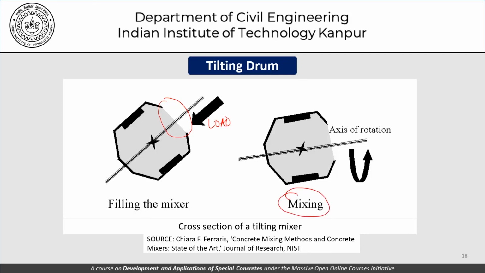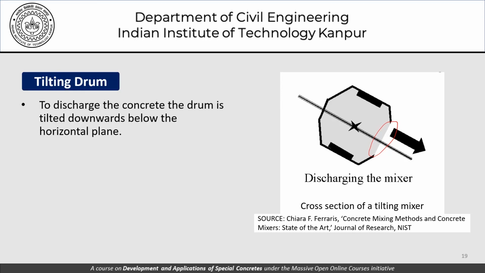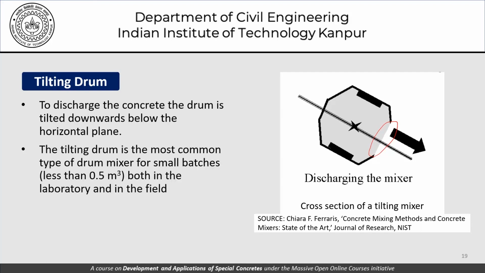And finally, we tilt the drum in this direction that's shown for discharging the concrete from the mixer. So it's the same opening being used for loading as well as discharging the concrete. To discharge the concrete, the drum is tilted downwards below the horizontal plane. The tilting drum is the most common type of mixer for small batches less than about 0.5 cubic meters, which is about 500 liters of concrete, both in the laboratory and in the field.